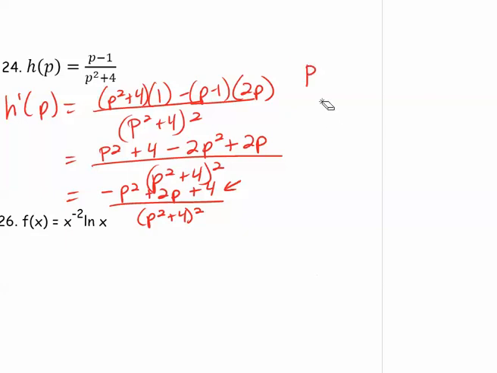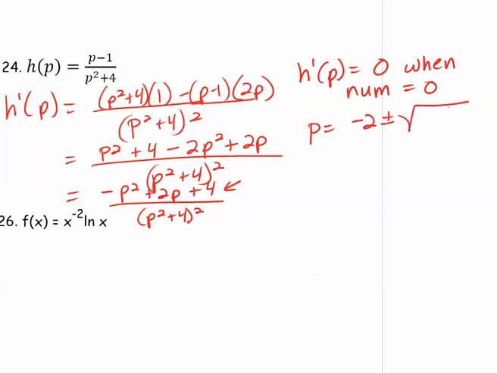h prime is equal to 0. We would have to set the numerator to 0. And I think that means quadratic formula. So we would have the opposite of b plus or minus the square root of b squared minus 4 times a times c, all divided by 2 times a.